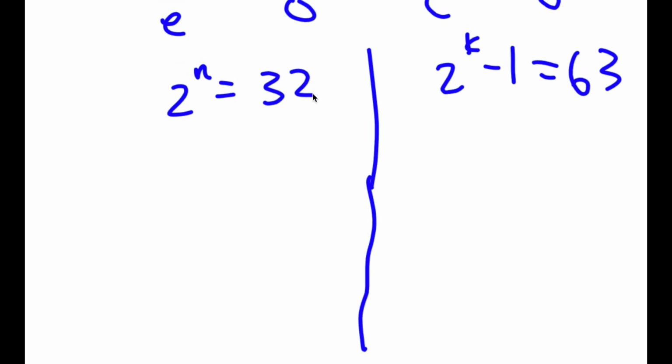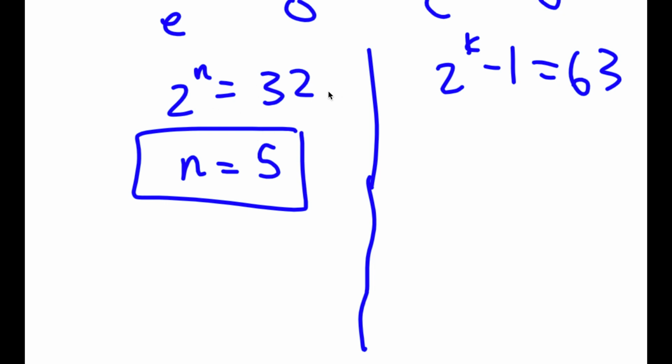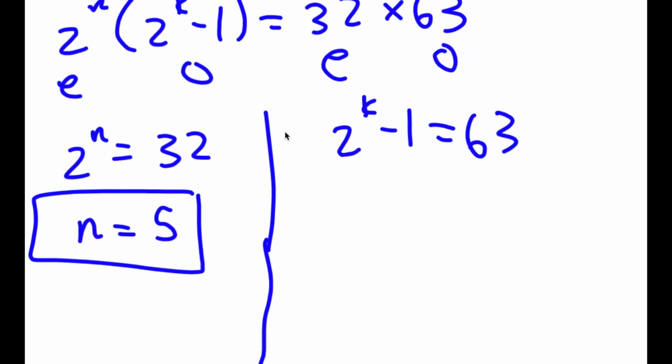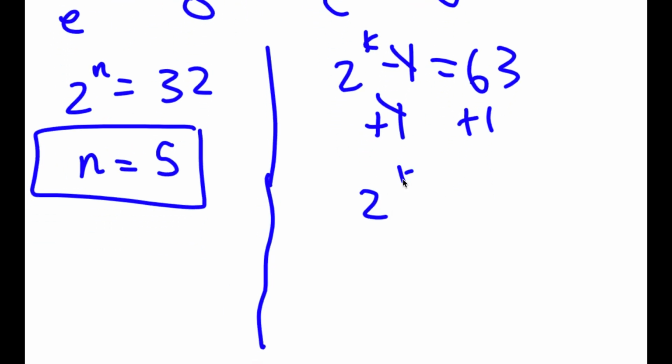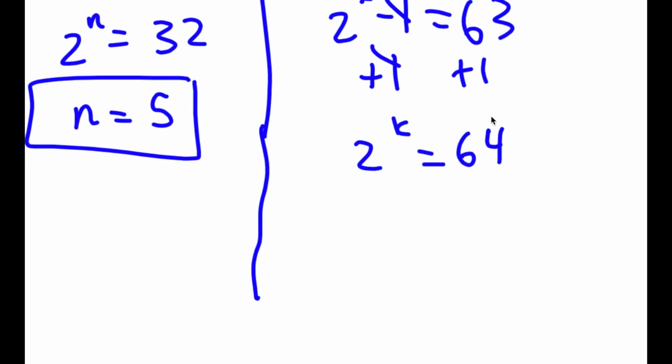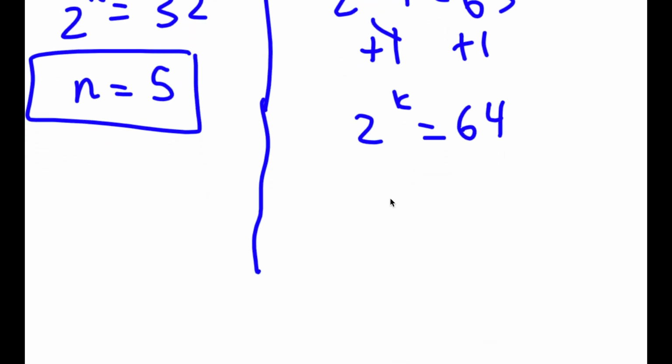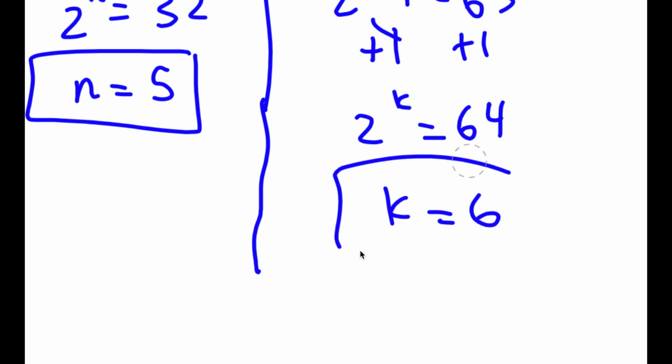First off, 2 to the power of n equals 32. We know that n is equal to 5 because 2 to the power of 5 is equal to 32. And 2 to the power of k minus 1 equals 63. I'm going to first start by adding 1 on both sides. So now I have 2 to the power of k is equal to 64. So 2 to the power of what number equals 64? 6, meaning k equals 6.